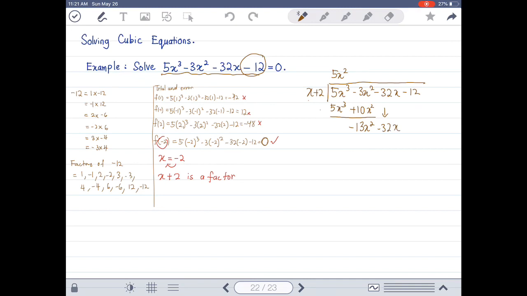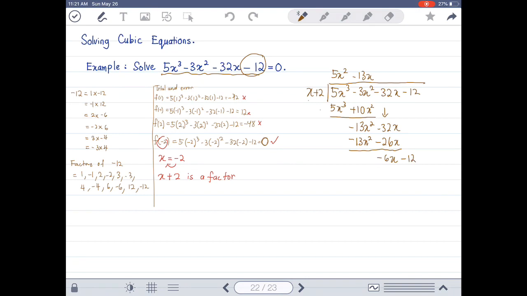What times x gives negative 13x squared? We need to times with negative 13x. Negative 13x times x, we get negative 13x squared; negative 13x times positive 2, we get negative 26x. Okay, top minus bottom. So here will be cancelled out. Negative 32 minus negative 26 should get negative 6x. So this becomes negative 6x minus 12.